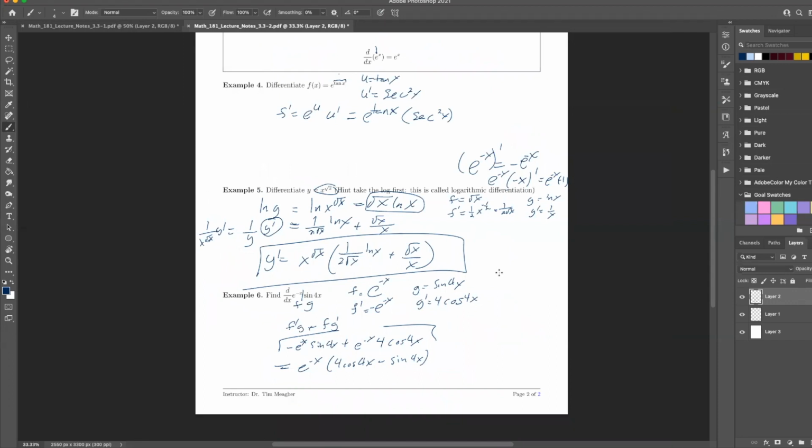This trick in number 5, you'll see a couple times. You'll get used to it. It ends up falling out. This side always ends up being the same. It always ends up being 1 over y prime. And so when you do this, it's always just y prime over y. And then you're just going to plug in whatever your y was. And so this would be y prime over x to the square root of x. And then you just multiply it across.